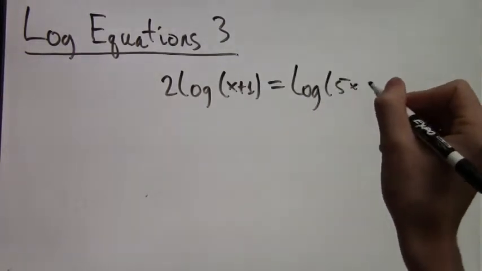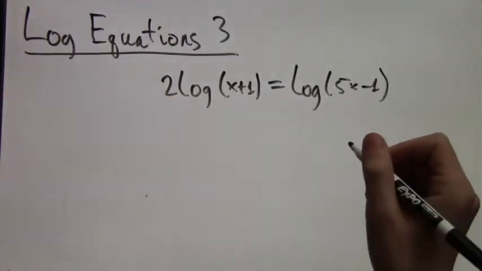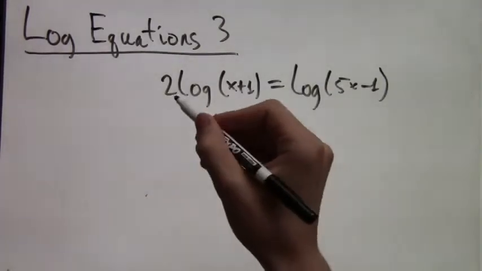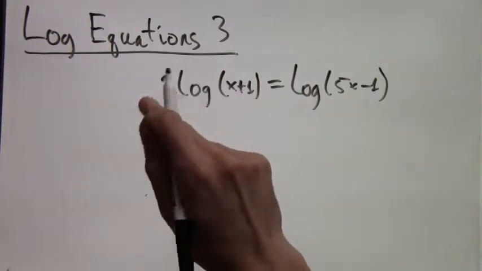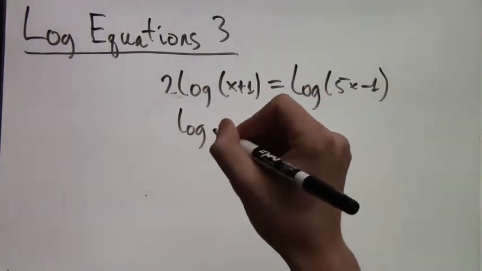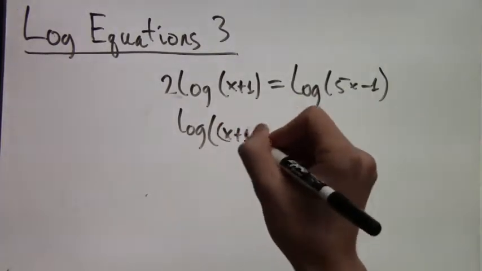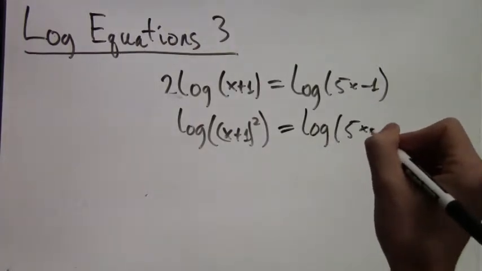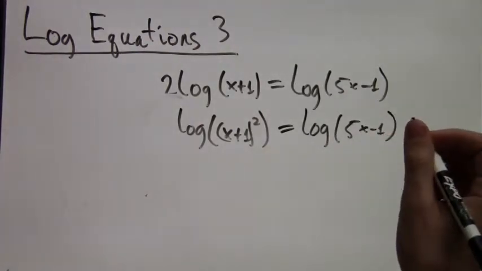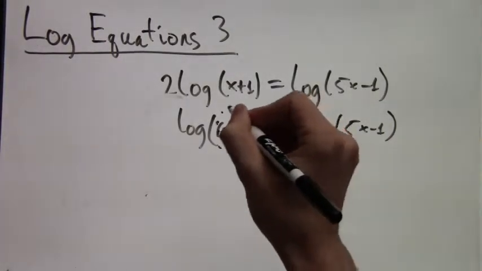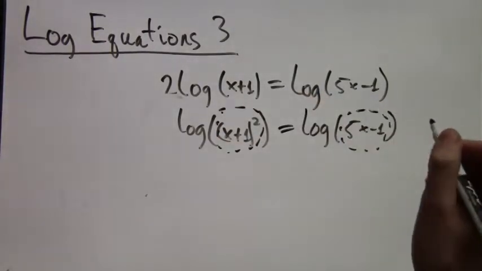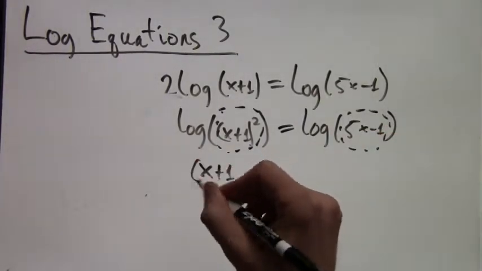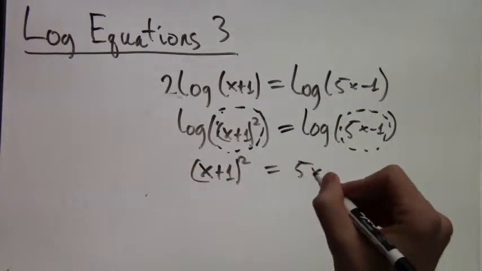Start with 2 log of x plus 1 equals log of 5x minus 1. So we have 1 log on each side, but we have the coefficient of 2, which we haven't had before. This is pretty easy to fix because multiplying a constant times the log is the same as taking that power on the inside. So the 2 goes on the inside of the log and we get x plus 1 squared. Well, now we just have 1 log on each side, and we just have to set those insides equal to each other. From there, we can solve for x.